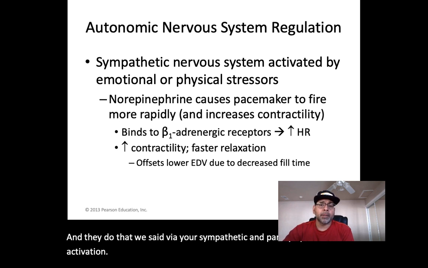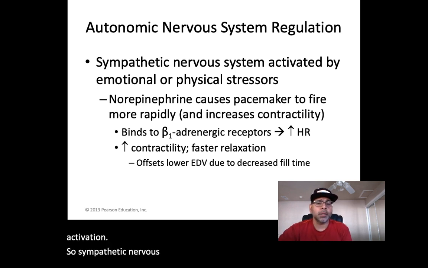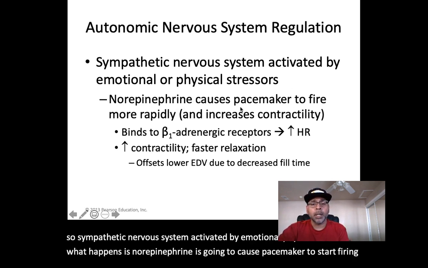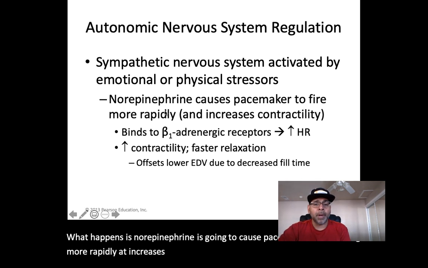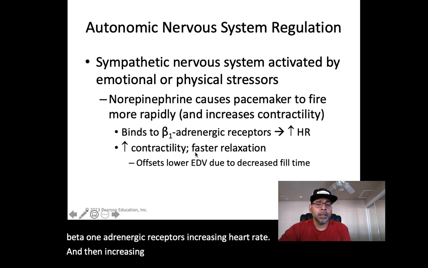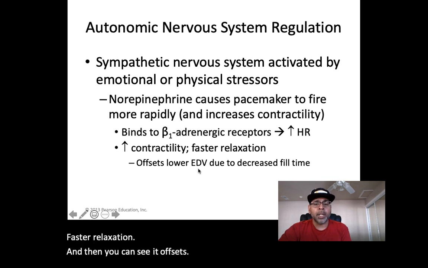So sympathetic nervous system is activated by emotional or physical stressors. What happens is norepinephrine is going to cause the pacemaker to start firing more rapidly. It increases contractility. Norepinephrine, you saw, binds to beta-1 adrenergic receptors, increasing heart rate, and then increasing contractility, faster relaxation, and then you can see here it offsets lower EDV due to decreased fill time.